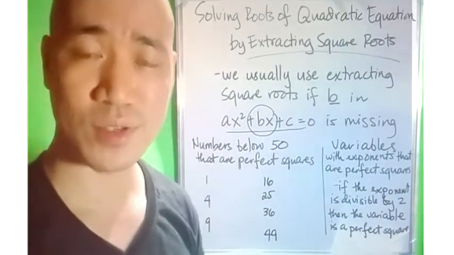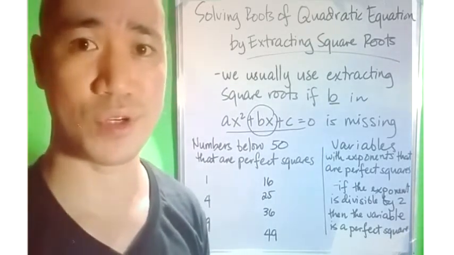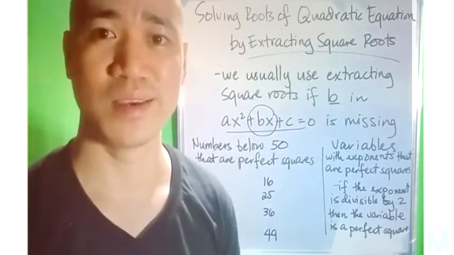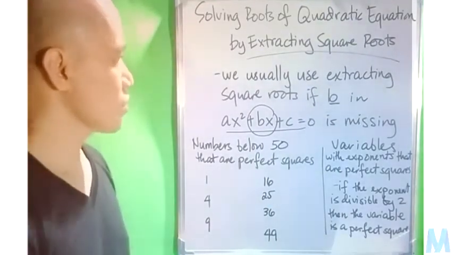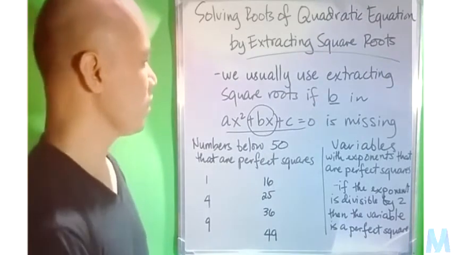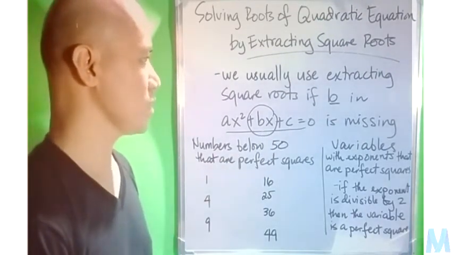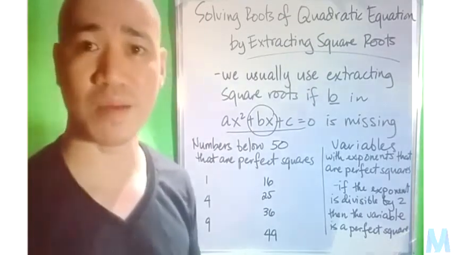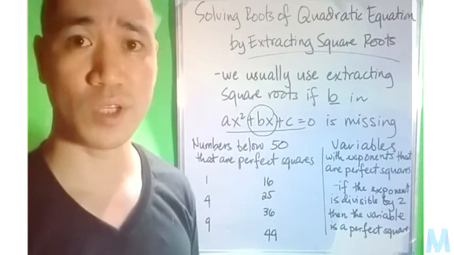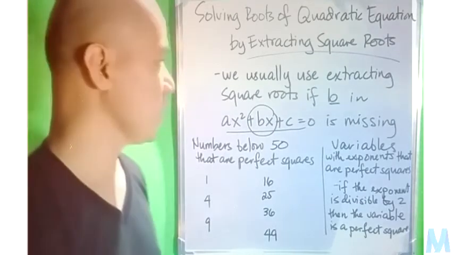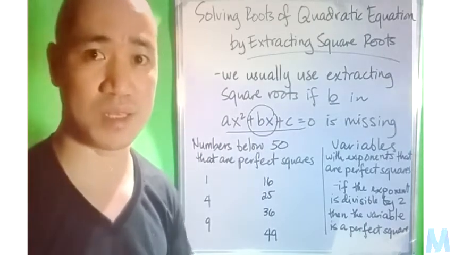Okay, hello students. So today, tutunan natin kung paano mag-solve sa roots ng quadratic equation gamit ang extracting square roots. Okay? So we usually use extracting square roots if b in ax squared plus bx plus c is equal to 0 is missing. Usually gagamit kita sa extracting square roots method to solve for the roots kung ang value ng b natin in the standard form of quadratic equation is missing.